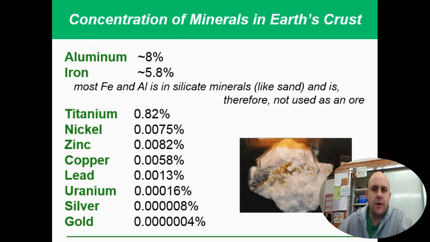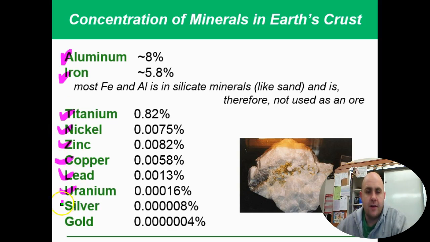And so here's the actual breakdown of how much of this stuff we actually have in our crust. So the most prevalent mineral in the Earth's crust is aluminum, approximately 8%, followed by iron. And so these are the two most common that we find. And so they're a little easier to get. They're less expensive. These ones are usually typically more expensive because you see that there's far less of it. That's titanium, nickel, zinc, copper, lead, uranium, silver, and you see how precious gold is, how rare it is, and why it's so expensive.